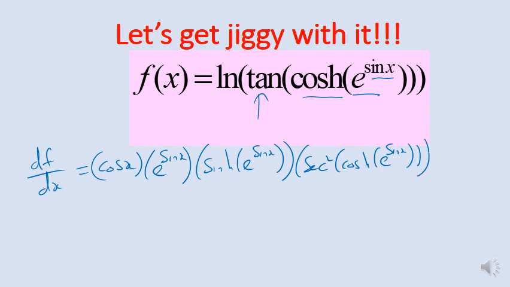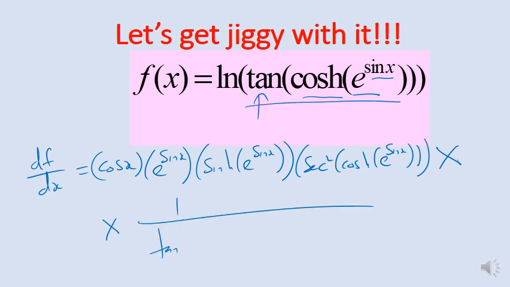And finally, what's the derivative of ln of something? The derivative of ln of something is 1 over that something. And that something is the whole thing over there, which is 1 over tan of cosh of e to the sine x. Let's speak mathematics here. There's your answer.